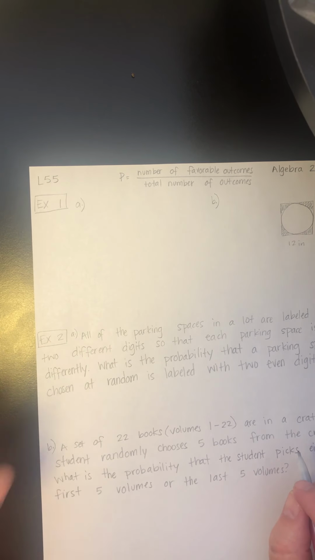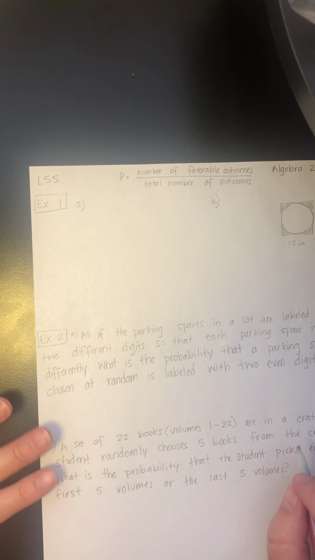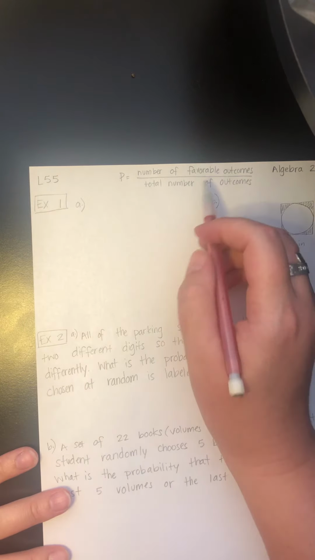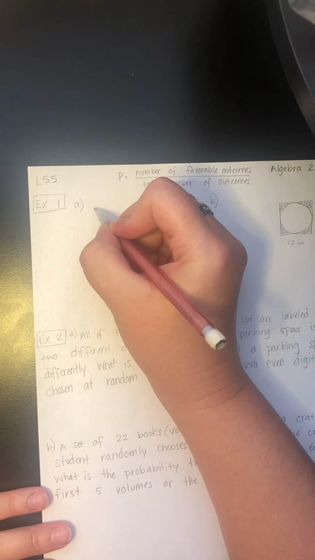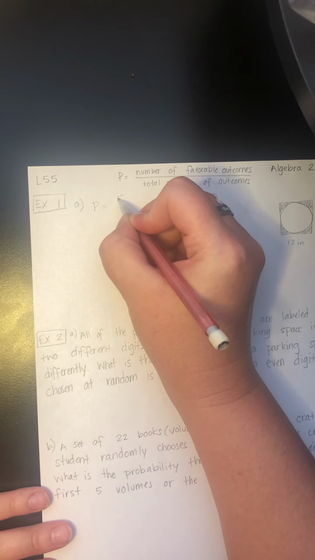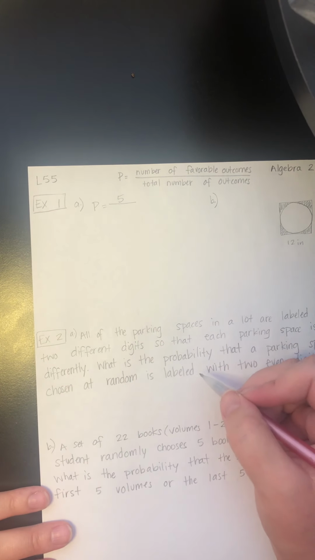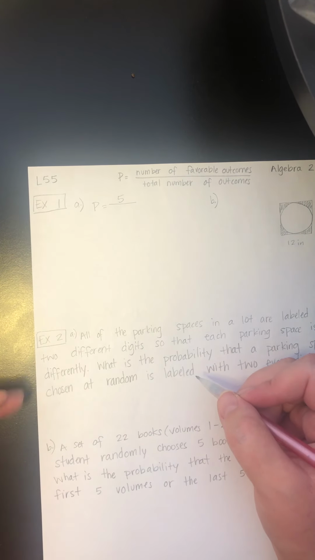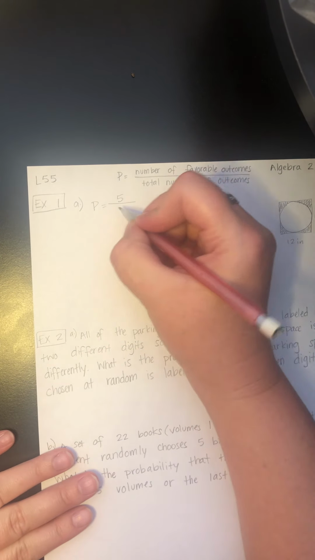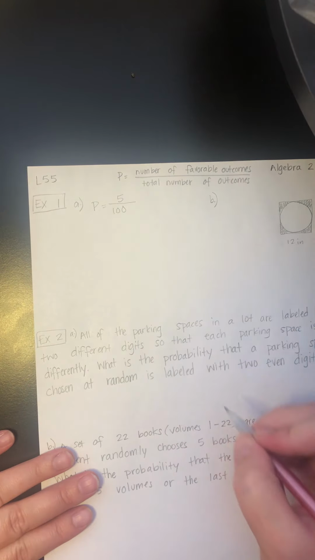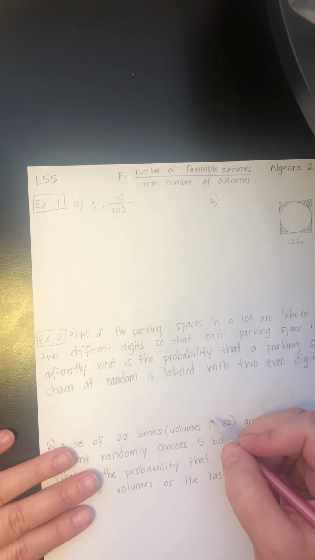There are only 5 multiples of 20: 20, 40, 60, 80, and 100. So we have 5 favorable outcomes. A favorable outcome is just what we want our answer to be. We want it to be a multiple of 20. So we're going to put 5 on top because there are 5 multiples of 20 between 1 and 100. And the total number of outcomes is 100 because you can have any number between 1 and 100.